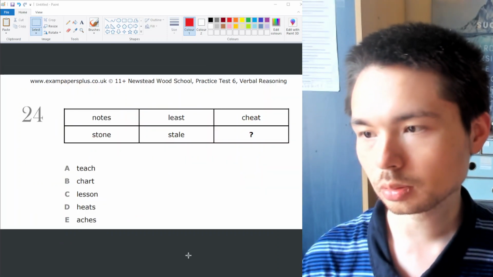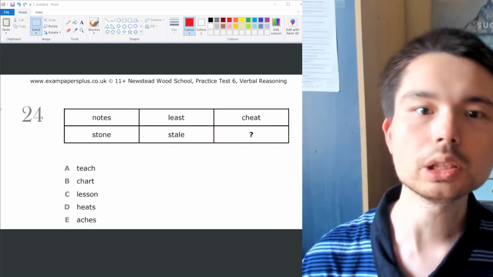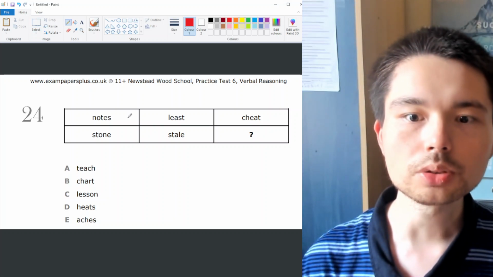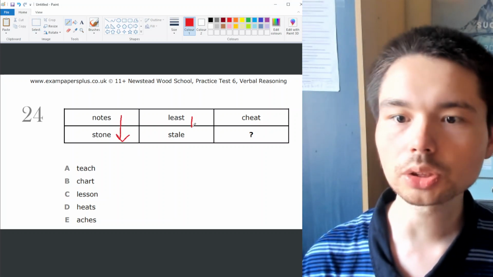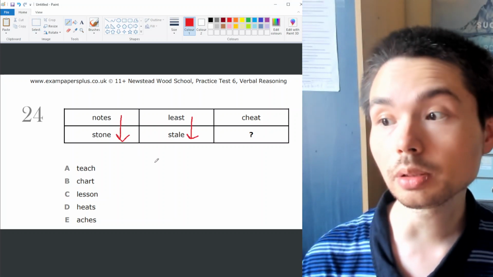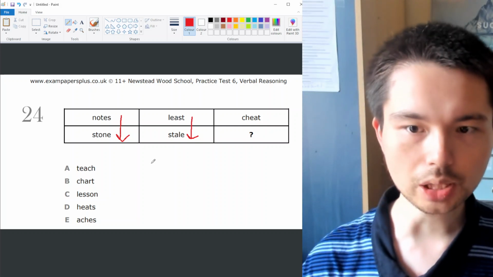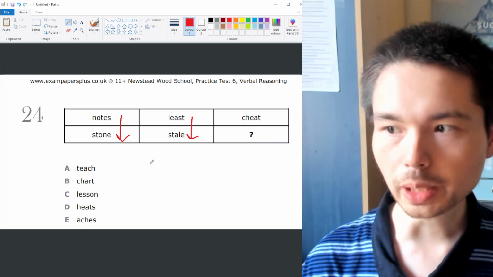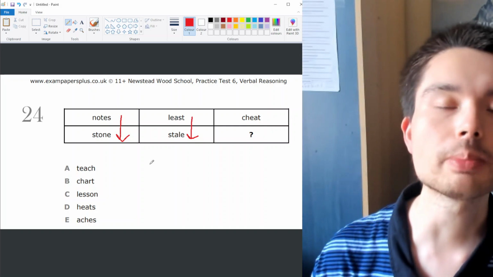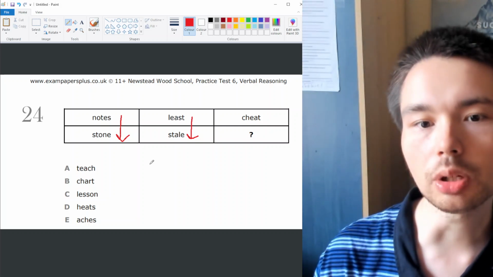Seven minutes in. Question 24. We are finished. Here we go. Notes and stone, least and stale. It just looks so random, but I've done so many of these kind of questions before. As a teacher for many years, I can see it straight away. It's just a special type of English word. These are called palindromes.